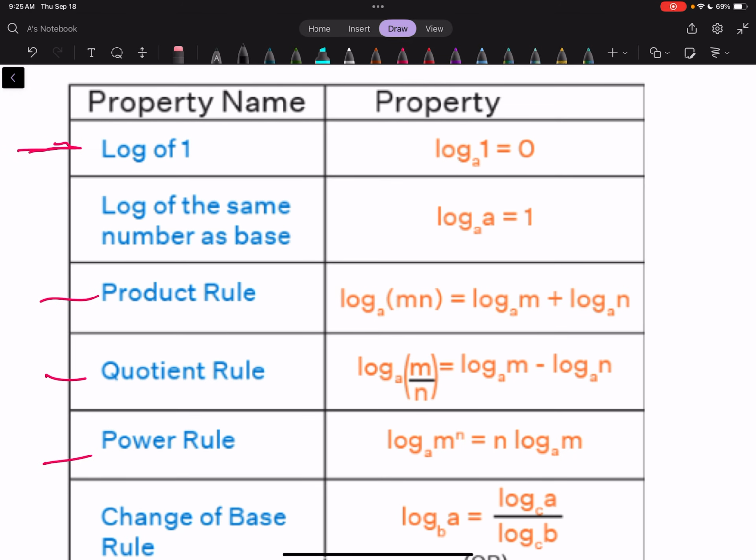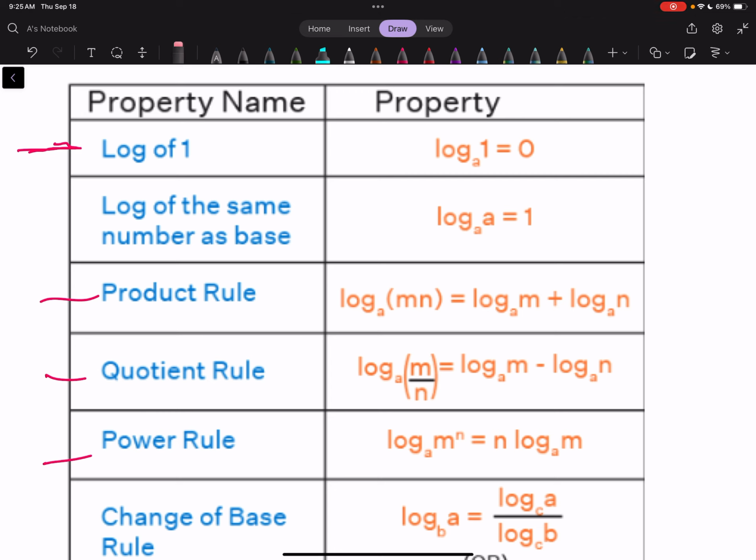Log of 1, any base of log, if it's to the 1, it is equal to 0. If you have the log of the same base, it is equal to 1. That should make sense. So if I had log base 6 of 6, how many times can I multiply by 6 to get 6? 1 time. So it's 1. That should make sense to you.